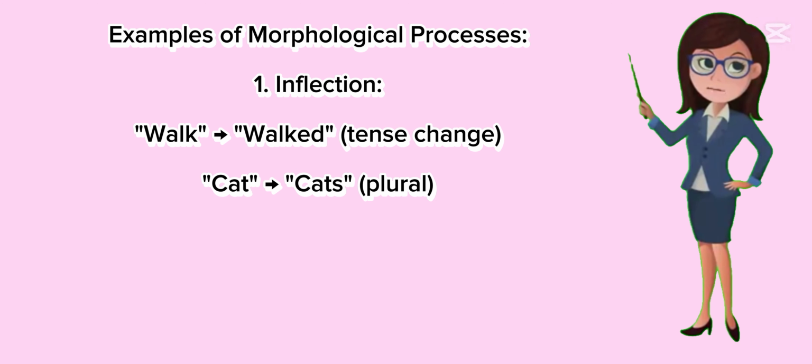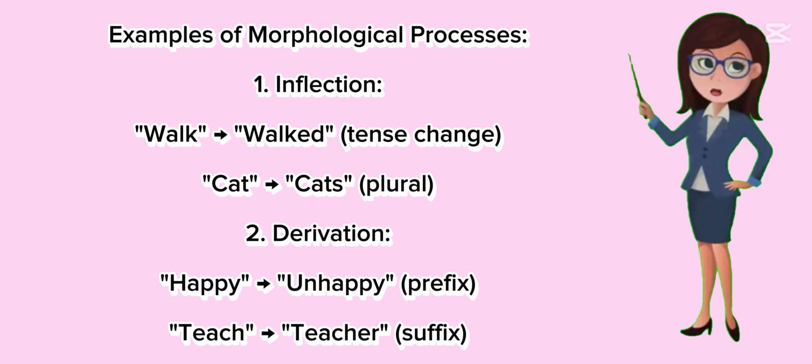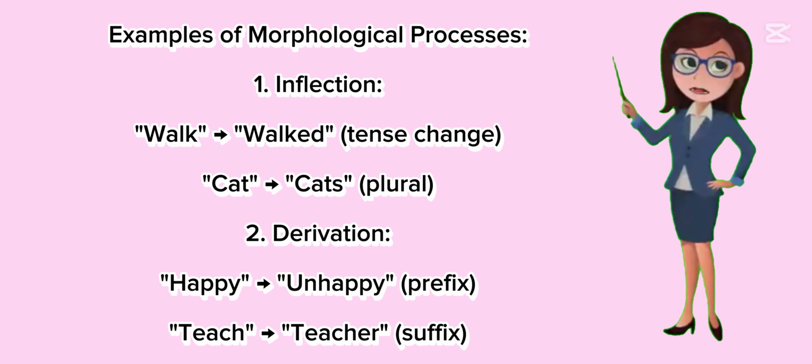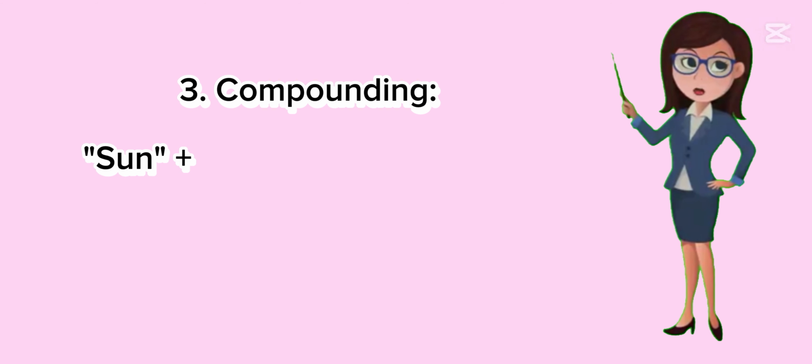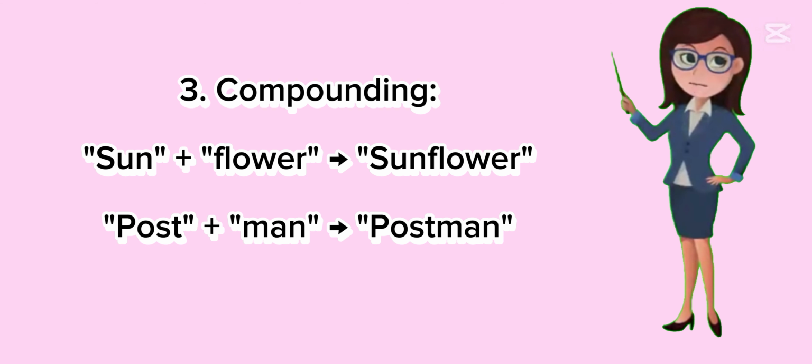Examples of morphological processes: 1. Inflection: walk, walked, tense change; cat, cats, plural. 2. Derivation: happy, unhappy, prefix; teach, teacher, suffix. 3. Compounding: sun, flower, sunflower; post, man, postman.